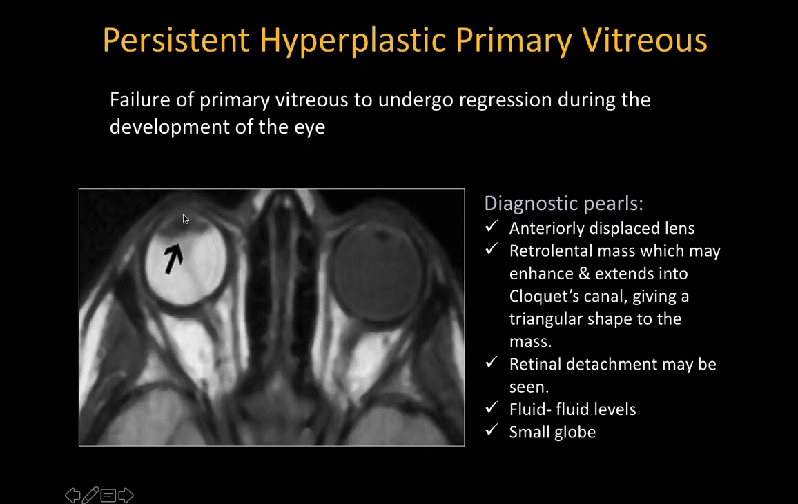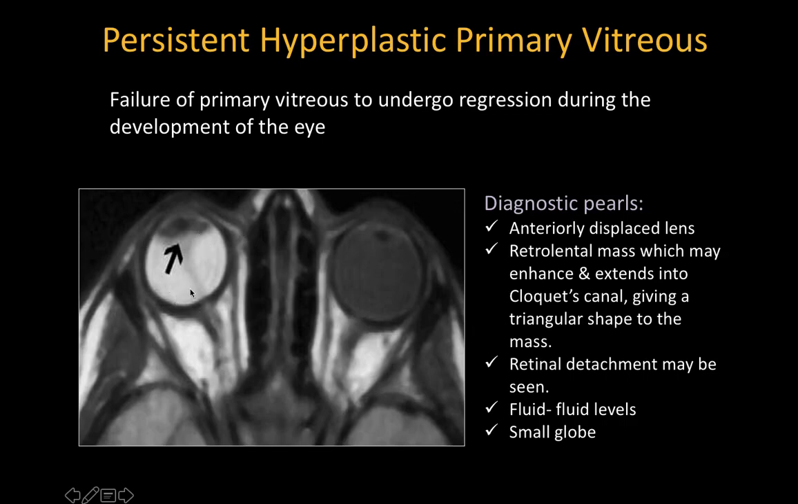We have the lens which is anteriorly displaced. There is a retrolental opacity which can enhance, and it extends into the Cloquet's canal, giving rise to the triangular appearance of the mass. It may be associated with retinal detachment. There will be presence of vitreous hemorrhage, and usually the globe is small as compared to the opposite side. So this is classic persistent hyperplastic primary vitreous.